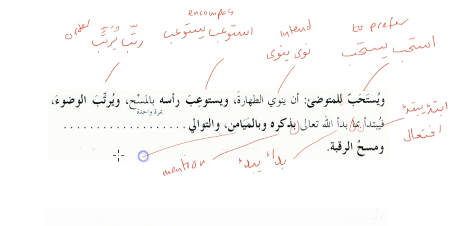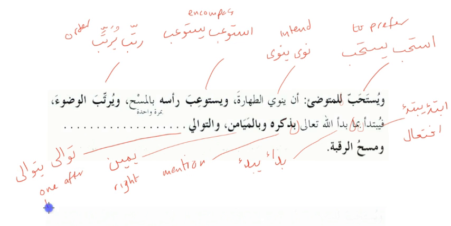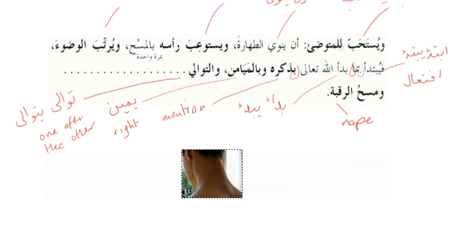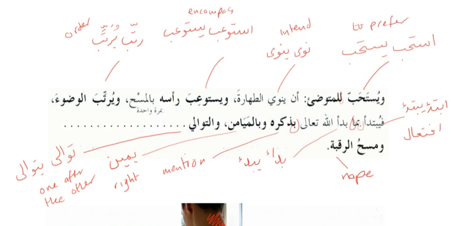Wa bil mayamin, mayamin is the plural of yamin, which means the right, like left and right. Tawali is the masdar of tawala, yatawala. It means to do one after the other, immediately, one after the other. Tawali. Mashu, done this before. Raqaba means the nape, the back of the neck. So here is an example of a nape. This area over here, that's the nape. Raqaba.